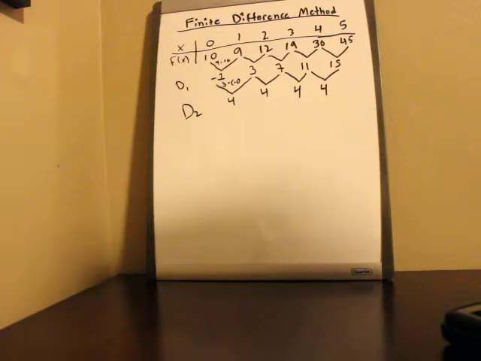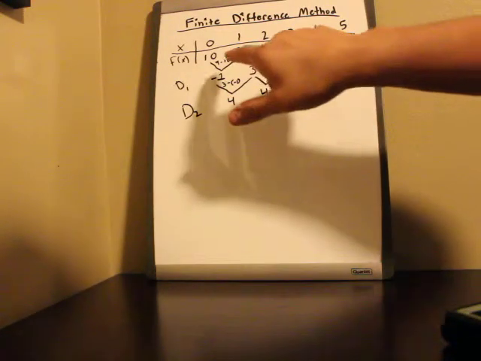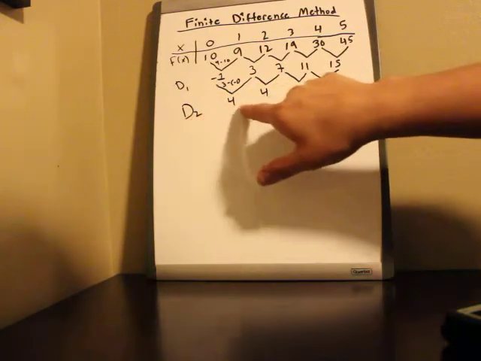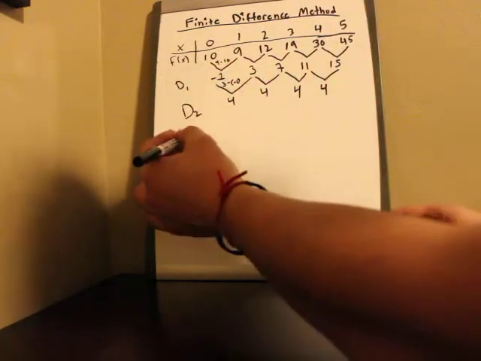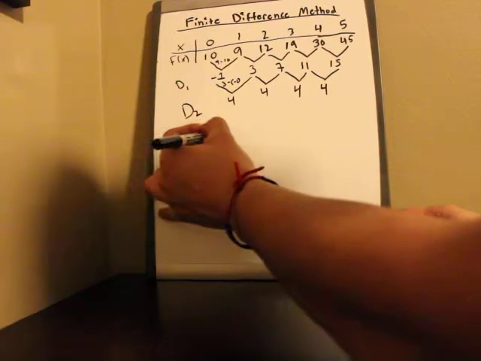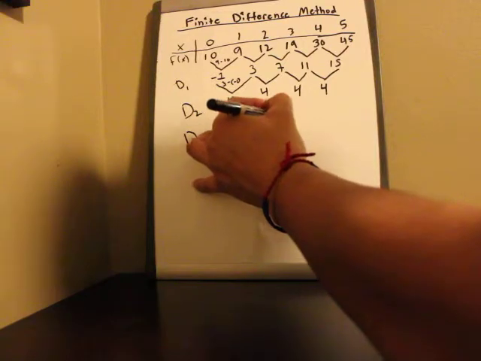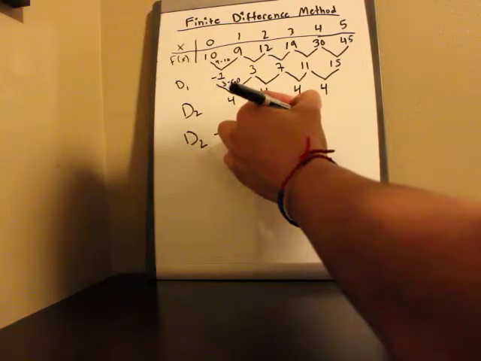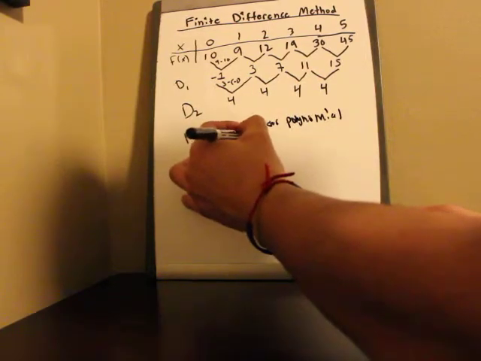So basically the idea that we learned in class, or for those of you who had practices, is that it took us our second difference to get a constant rate of change. So if it took us D2, that means that our polynomial, our equation, is degree 2.